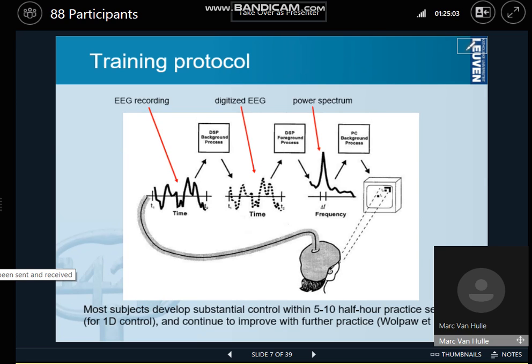So slide 7 shows the setup. You are recording centrally over the brain, above the motor cortex, where you get your signal, and then the signal is digitized, sampled, and you extract the power spectrum from that signal. You look at, for example, changes in the mu band and the beta band, and you use that for controlling a cursor to go to a particular target.